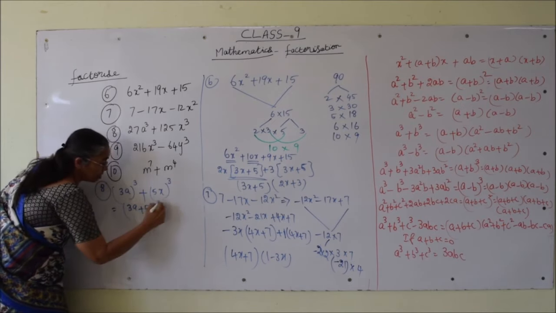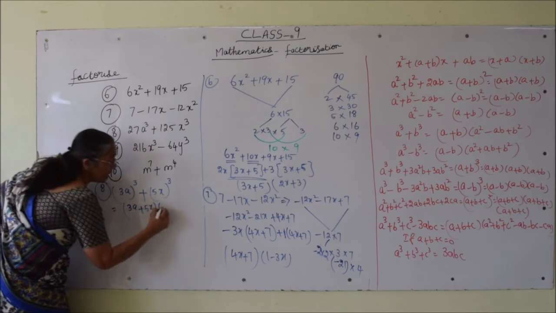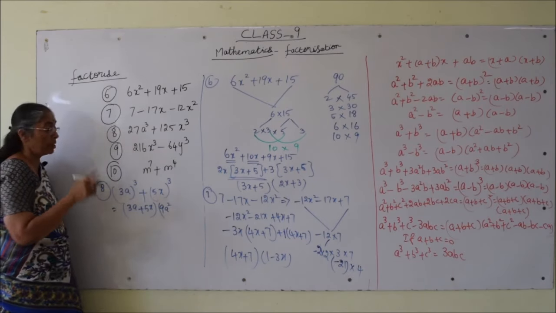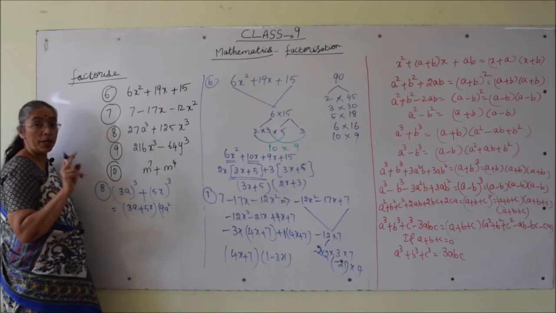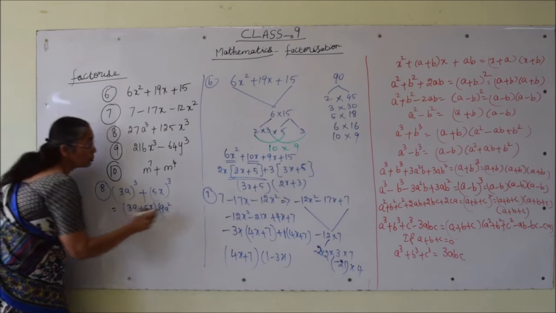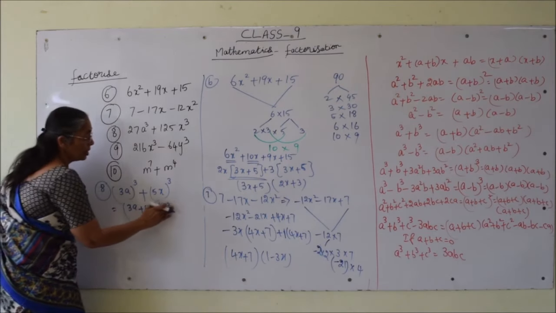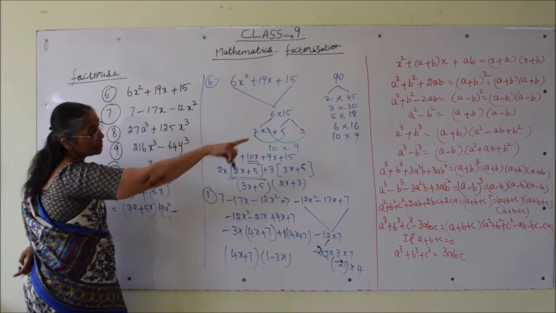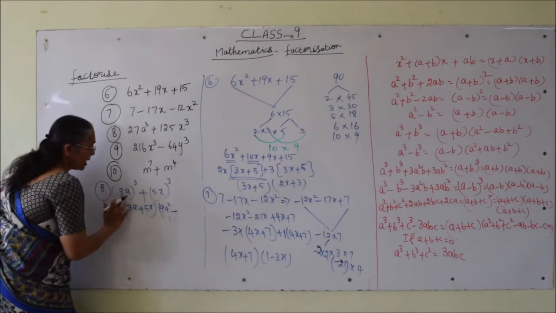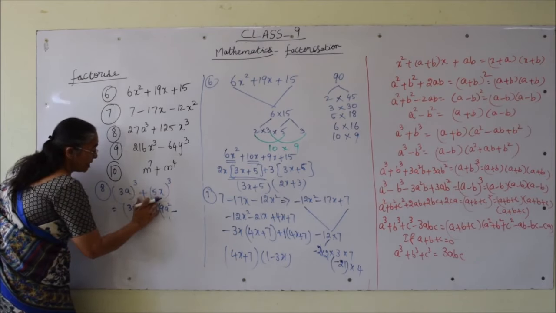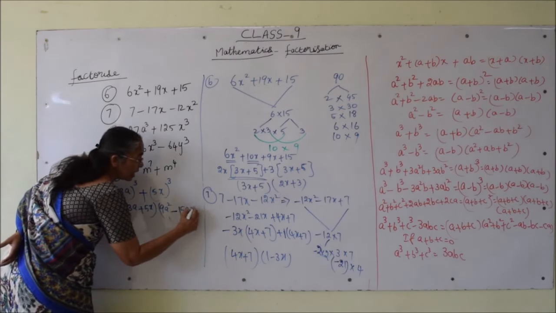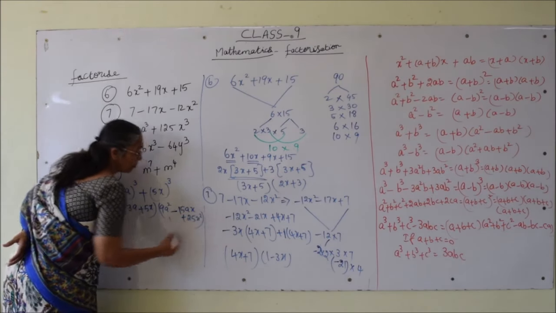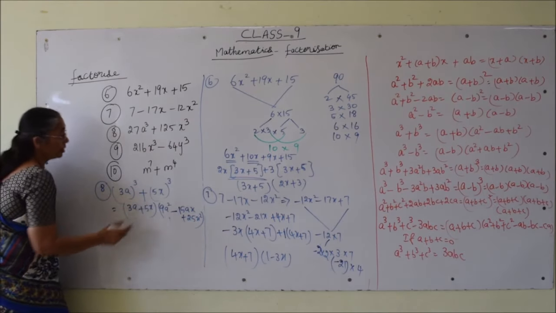3a plus 5x of a square, 3a whole square, 9a square. Don't write it as 3a square, you should square the numeral part also, so 9a square. Next minus ab, so minus 3a into 5x, 3 5s are 15, 15ax plus b square, plus 25x square. So we factorized. It is a product of two terms.